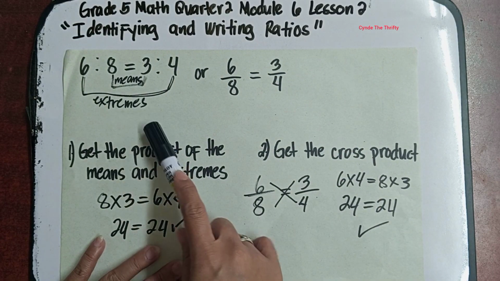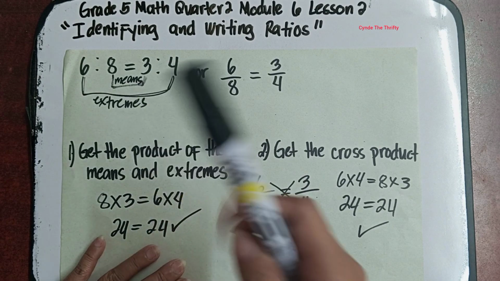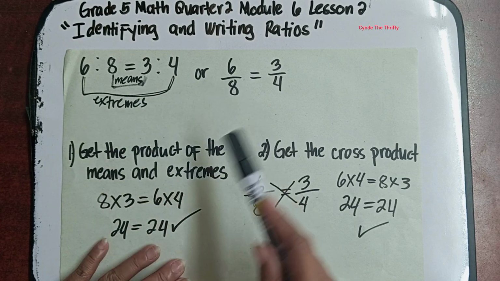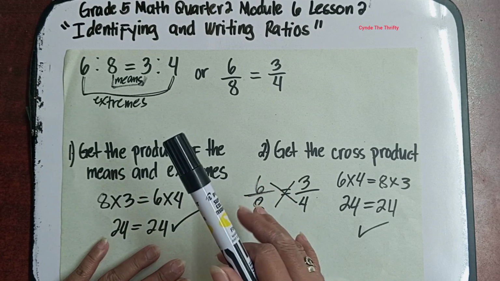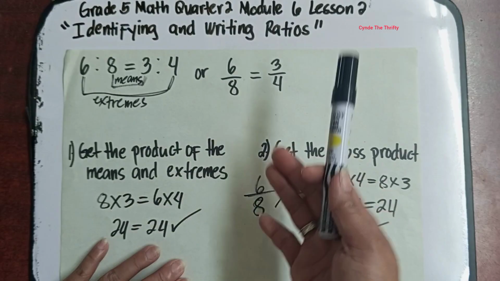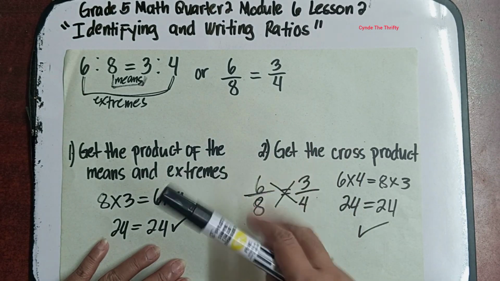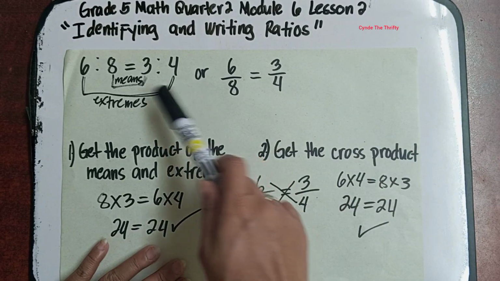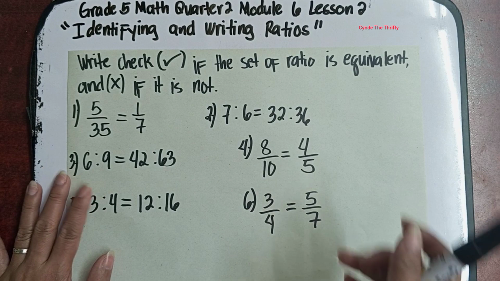Okay, so ang process sa pag-multiply natin sa means and extremes is called getting the cross product. So, ang tawag dito is kinukuha natin ang ating cross product. Ito yung process na ginagamit natin para malaman natin kung ang ating dalawang ratios is equal ba siya. Okay? So, ito yung ginawa natin kanina para ma-prove na ang ating dalawang ratios is equal. Ngayon, I think naintindihan natin ang ating lesson.